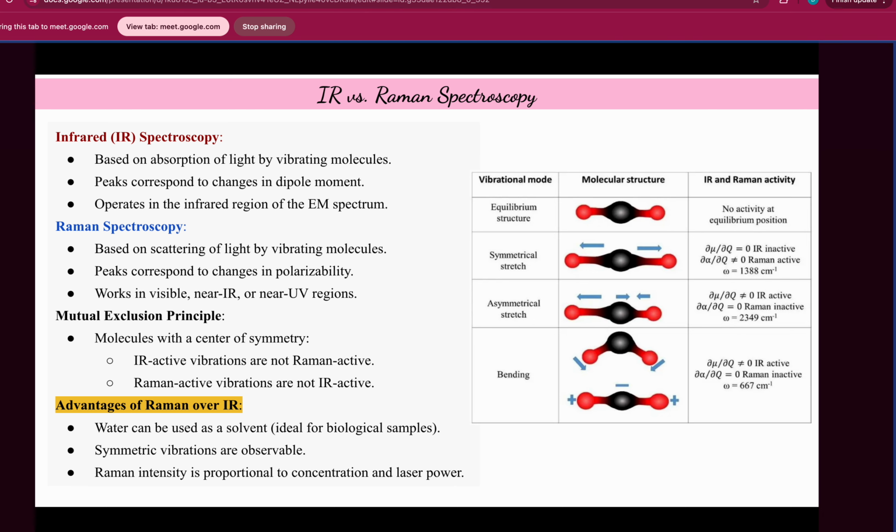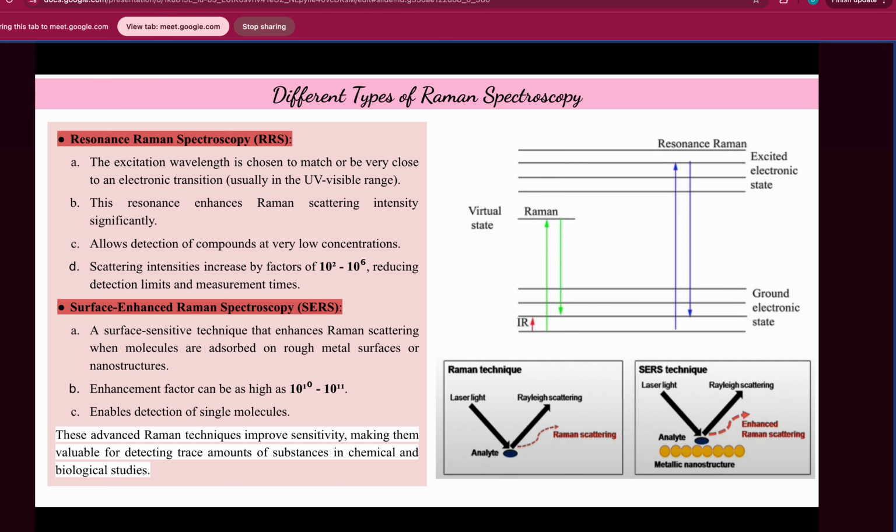Now Raman spectroscopy has two applications, so there are two types of Raman spectroscopy. One is resonance Raman spectroscopy, in which the excitation wavelength is chosen to match or be very close to the electronic transition, usually in the UV visible range. This resonance enhances the Raman scattering intensity significantly, and it allows the detection of compounds at very low concentration. Scattering intensities increase by a factor of 10 raised to power 2 to 10 raised to power 6, which reduces the detection limit and measurement time. So this is known as resonance Raman spectroscopy, where you decide what the excitation wavelength should be.